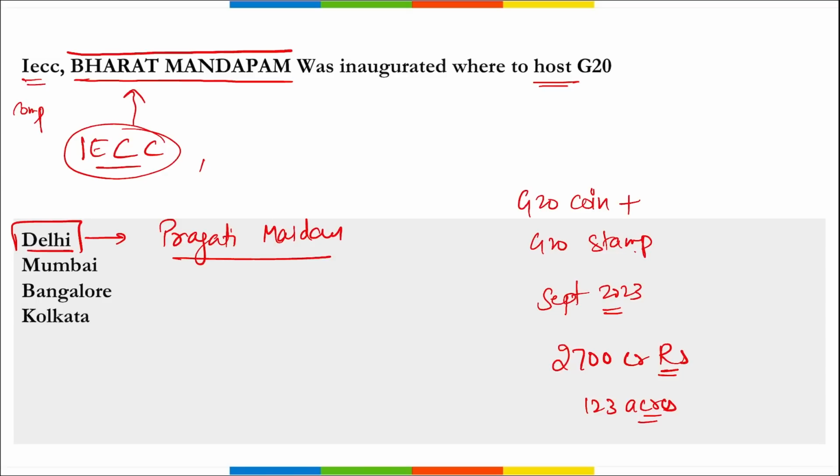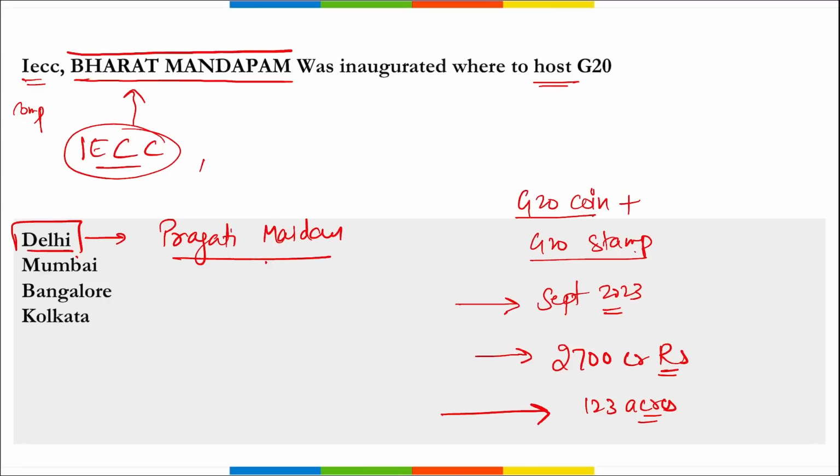So this is your IECC complex Bharat Mandapam that was inaugurated at Pragati Maidan in New Delhi, and a G20 coin and a stamp were also inaugurated. Here the G20 meet will be in September 2023, and the estimated budget for this project is 2700 crore rupees with an estimated area of 123 acres, right?